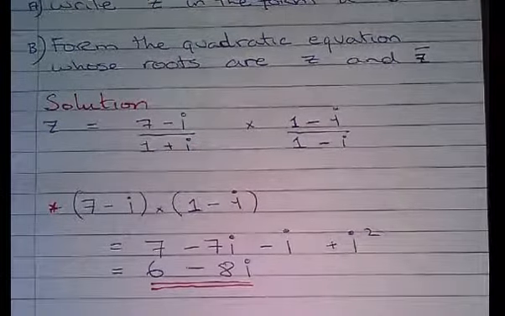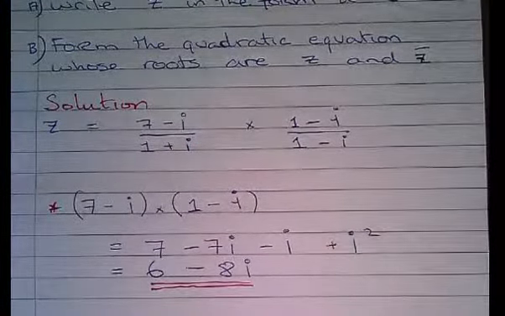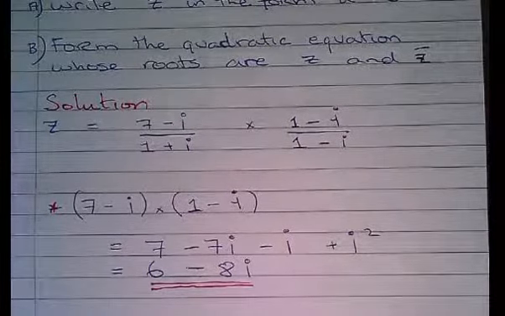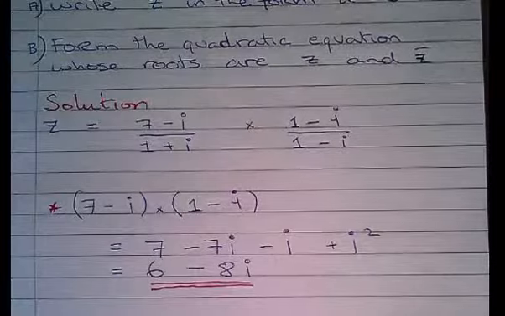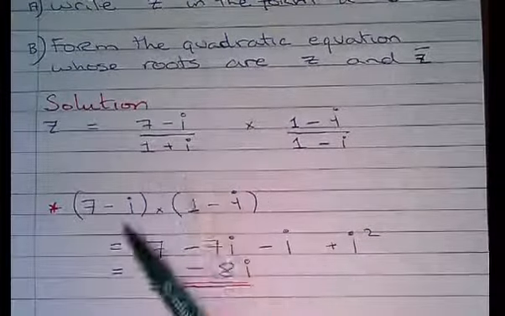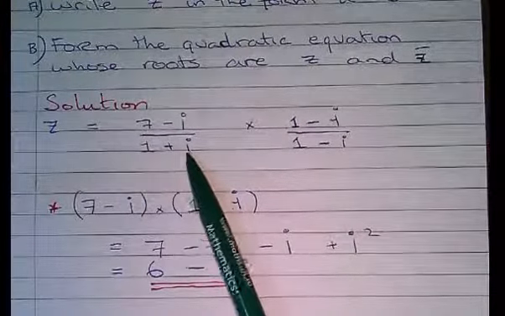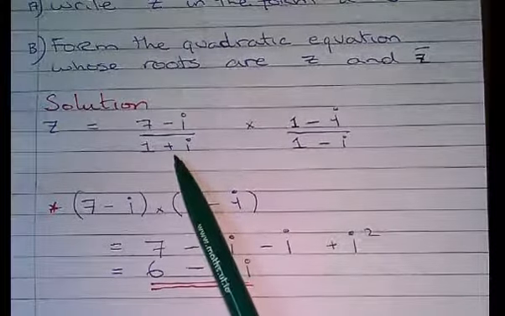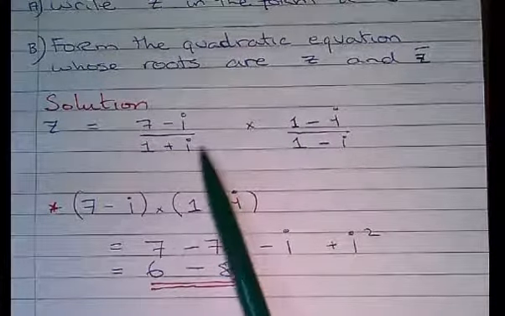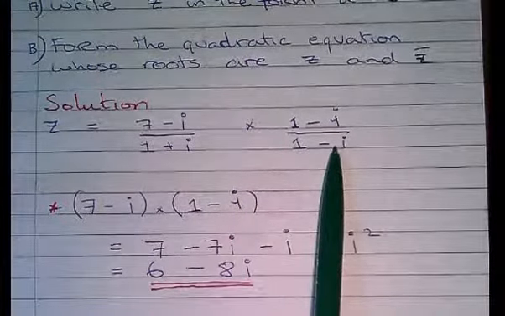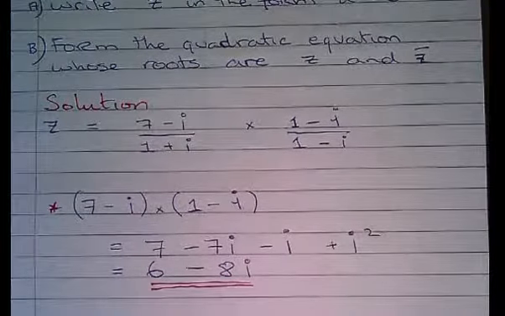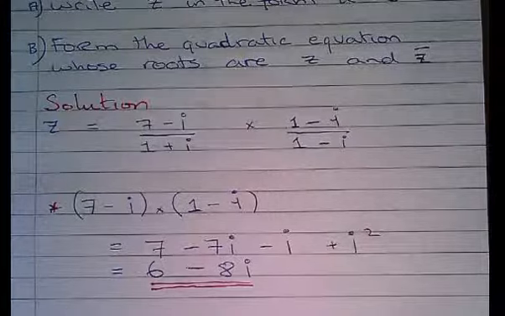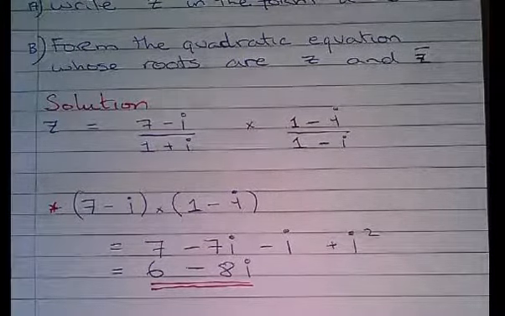It's essentially a division of a complex number by another complex number. So z equals (7 minus i) over (1 plus i). And what we do here is we multiply above and below by the conjugate of the denominator. So the denominator here is 1 plus i, and the conjugate therefore is 1 minus i. We multiply both the numerator and the denominator by the conjugate.